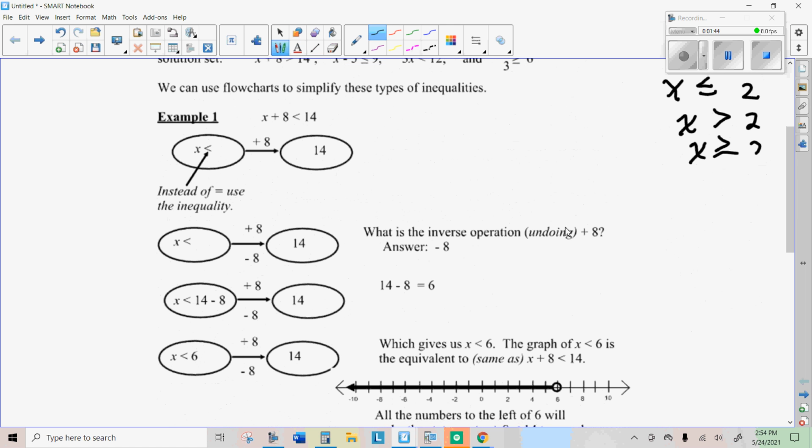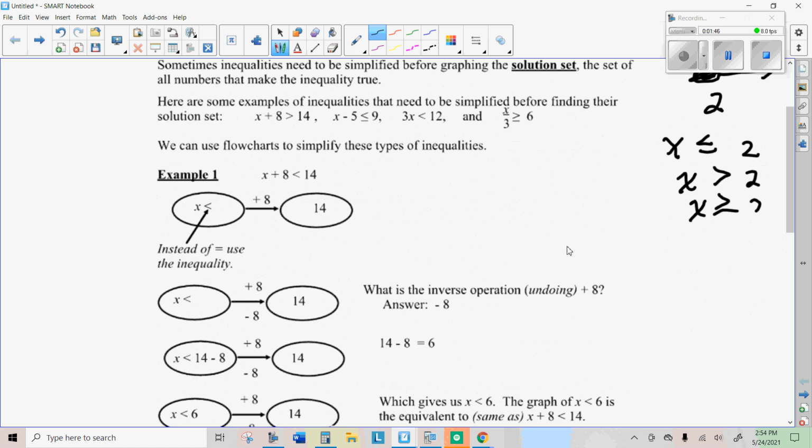So in order to solve an inequality, it's the same as solving an equation. It's just that there's going to be a whole bunch of answers, and when you solve it, you're just finding the starting point of those answers. I call it the boundary point of those answers.